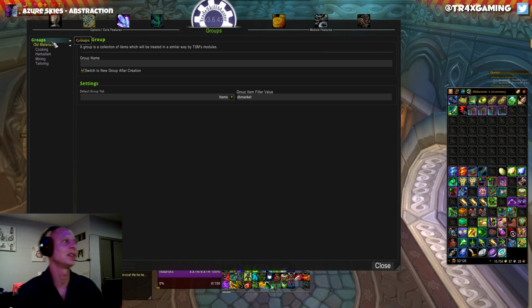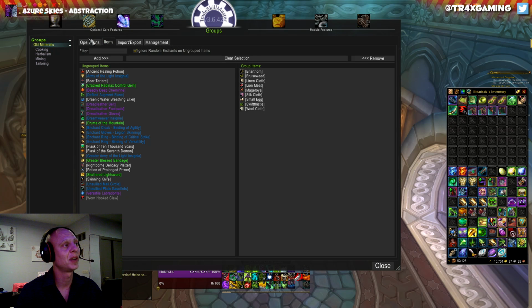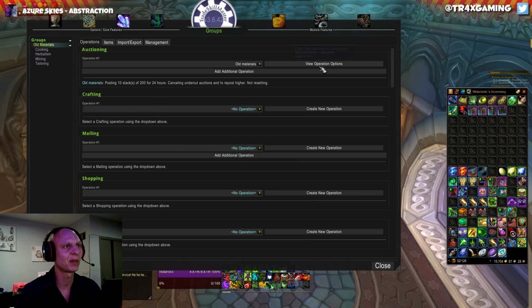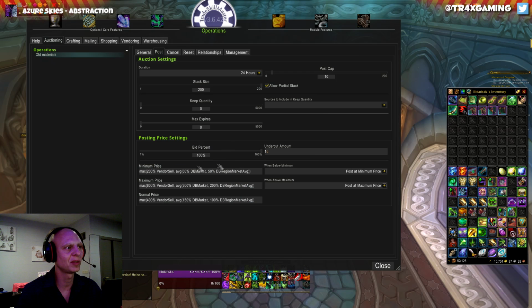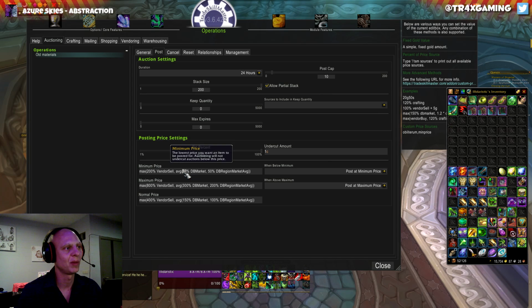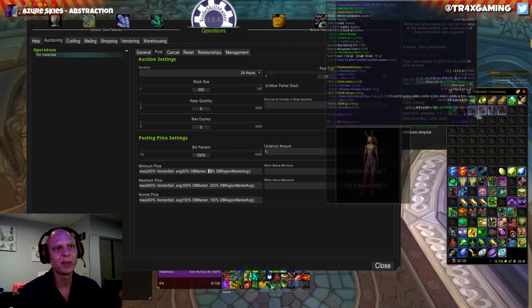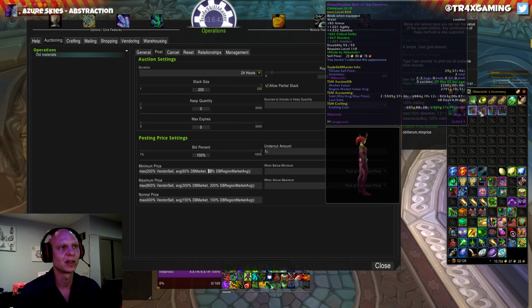So you have these old materials. You could do the same setup for Legion materials, but I wouldn't recommend going too low with DB market and DB region. I would go with 90 or 100 on DB market value, and then for DB region market value I would go around 80% or 90, depending on the items. You have to look in comparison.